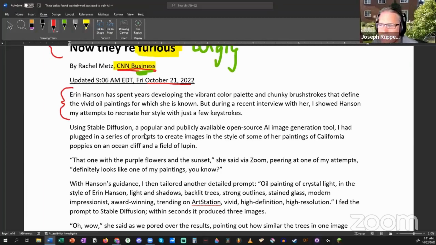So it says, Aron Hansen has spent years developing the vibrant color palette and chunky brushstrokes that define the vivid oil paintings for which she is known. But during a recent interview with her, I showed Hansen my attempts to recreate her style with just a few keystrokes. Okay, so what do we learn from this first paragraph?